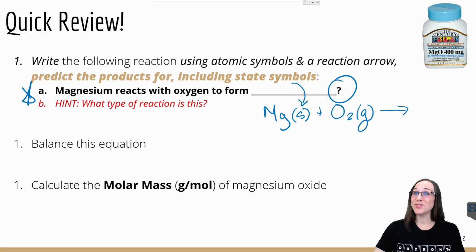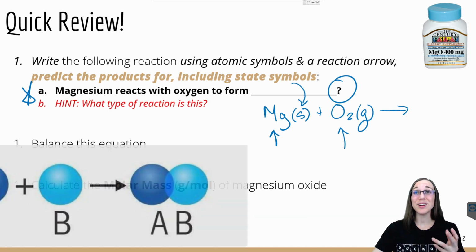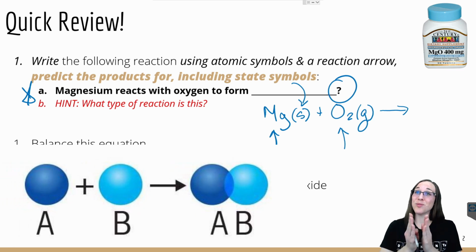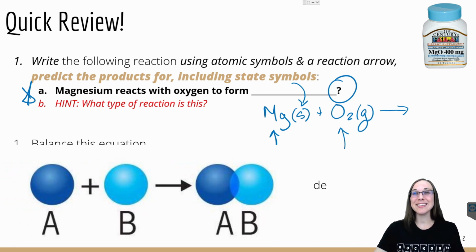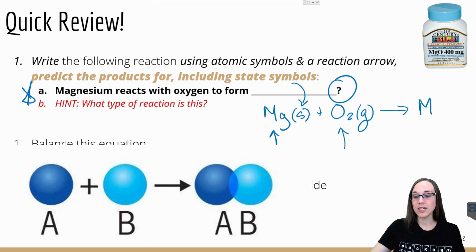Well, we need to first figure out what type of reaction this is. If we look at our patterns for types of reactions, we see we have one thing with one other thing. Neither of those are compounds, so that certainly looks like a synthesis reaction, where we have two or more different kinds of atoms that can come together to form one thing. In this case, we would be forming MgO.